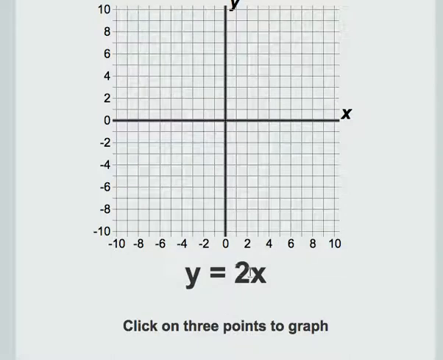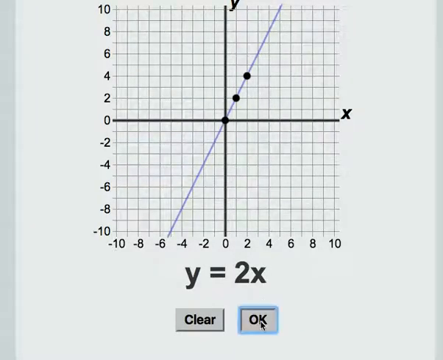Okay, this one has a y-intercept of 0 because there's no extra value on the end. So it's going to go through 0, 0. It's got a gradient of 2, so I want to rise 2, run 1. Spot, rise 2, run 1. Okay.